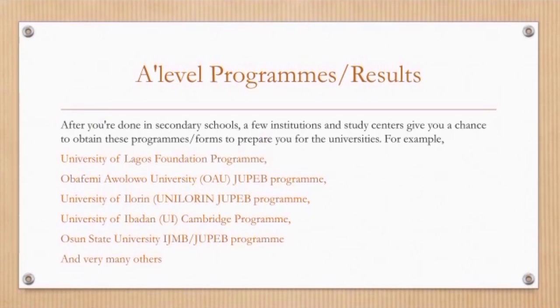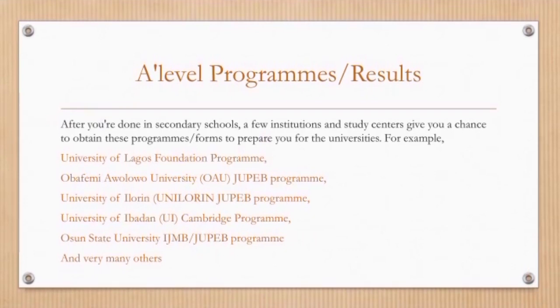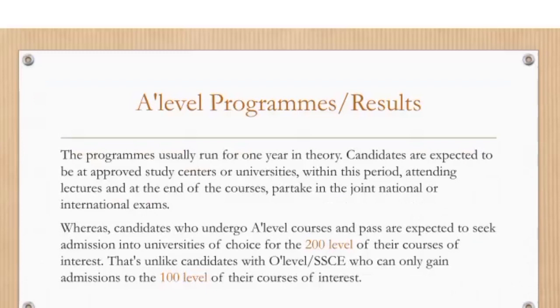So okay, after you have done secondary school, a few institutions or study centers give you a chance to obtain these programs to prepare you for the universities. Some examples are the University of Lagos Foundation Program, the Obafemi Awolowo JUPEB Program, the University of Ilorin JUPEB Program, the University of Ibadan Cambridge Program, the Osun State University JUPEB Program, and many others. So there are many types of A level programs you can attend.